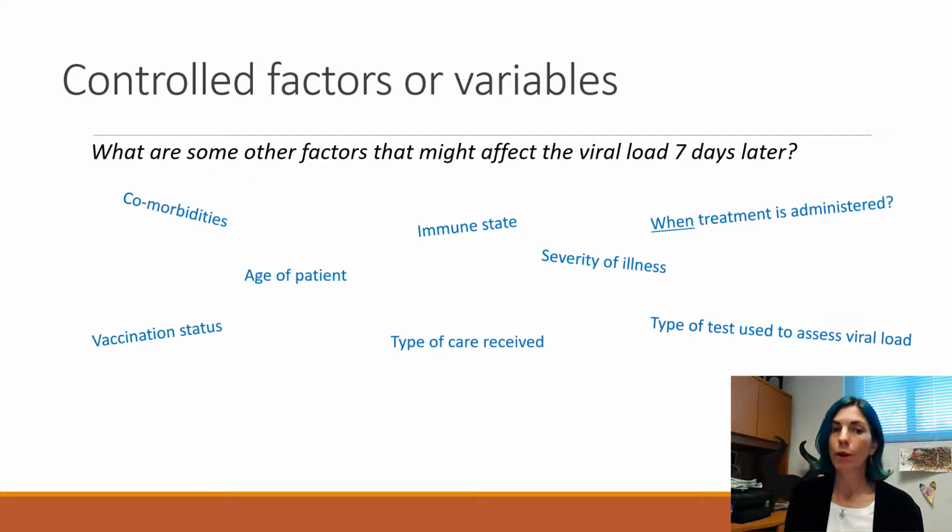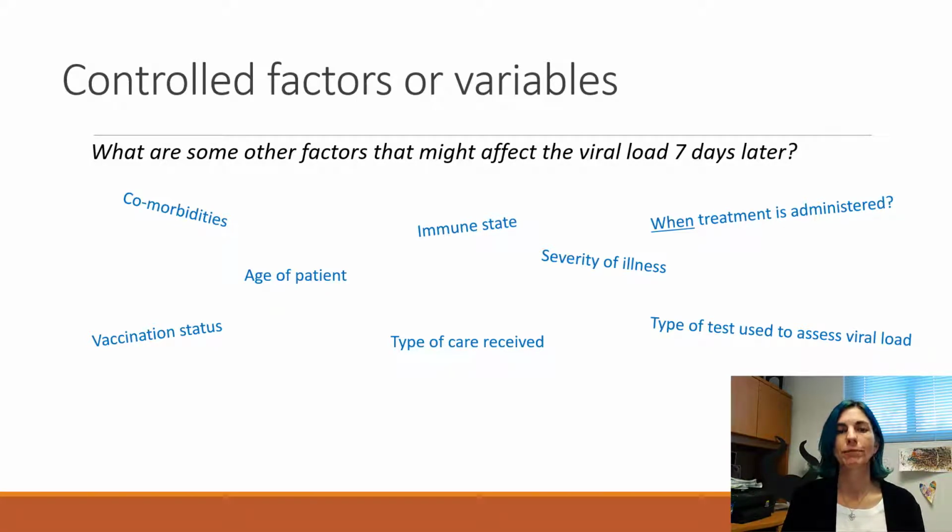If you have a comorbidity, your viral load is naturally going to be higher. If you're older, your viral load is probably going to be higher. If you're unvaccinated, your viral load is going to be higher. If you're boosted, your viral load is going to be lower. Did you receive some type of other supportive care, other drugs that might have lowered your viral load? What was your immune state? Are you pregnant? That's immunocompromised. Are you receiving chemotherapy for cancer? That's immunocompromised.